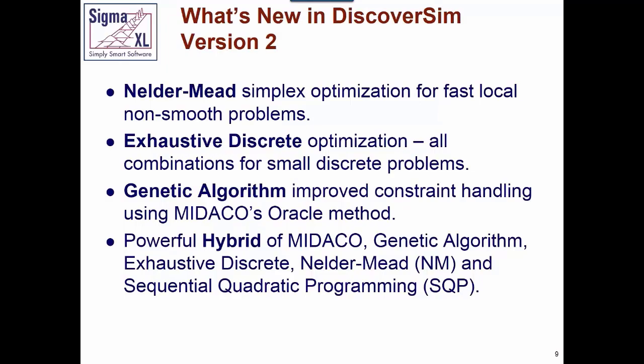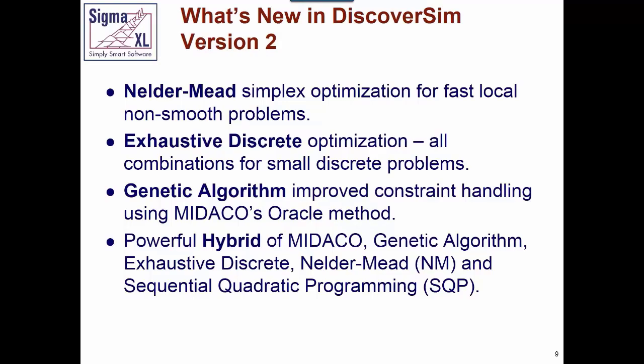Nelder-Mead is very useful. It's a local optimizer. It's very fast. And if you have non-smooth, so for example, if you have a clip or an absolute value function, so it's not a quadratic response, a smooth response, then Nelder-Mead handles that quite well. Also, for small discrete problems, exhaustive discrete has been added. And there are cases where really the best solution is to try all possible combinations. And if the problem is not that large, then that's really what you want to do.